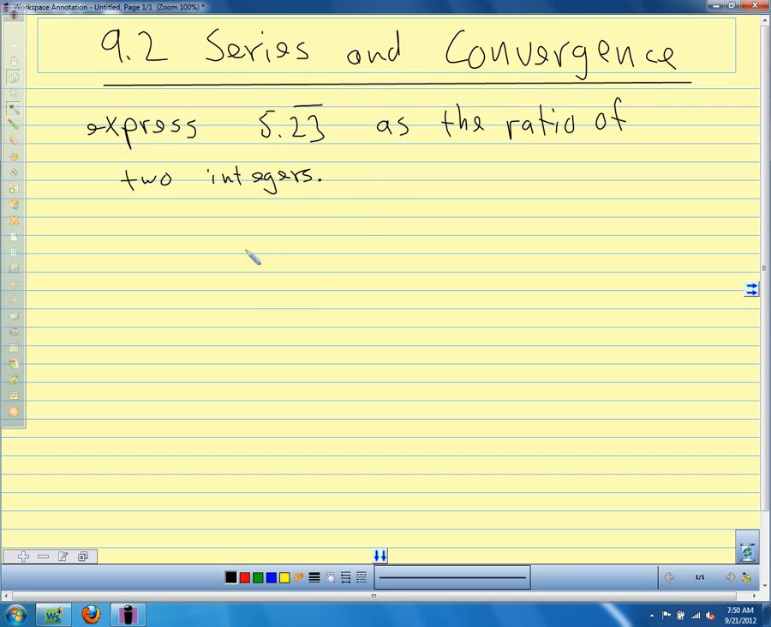So we're going to start. I'm going to write this as 5 plus, and if I'm going to write this out, I could say this is 5.23 repeating. Let me write it out first before I do the addition. 0.23, 23, 23, etc. So I'm going to write this as 5 plus 0.23 plus 0.0023 plus 0.000023 plus ... So I can write it this way.